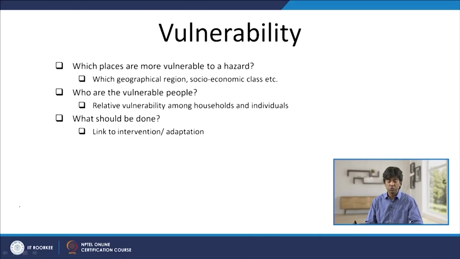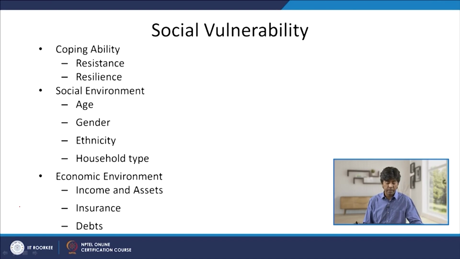Okay, so which places are more vulnerable to a hazard, which geographical region, socioeconomic class, etc. Who are the vulnerable people, like which kind of households or individuals are, and what should be done, like what kind of capacity building or adaptation measures, preventive measures we can take. So these also define to what extent people are at risk. So as I said, there are different conditions that define the vulnerability.